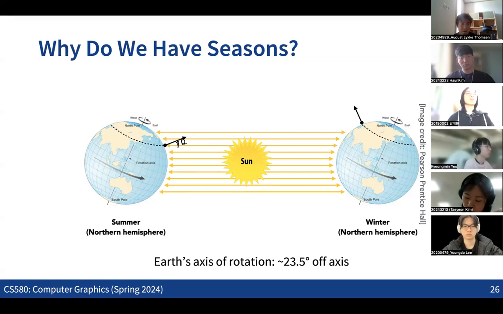But when you have the winter season, where the angle between the surface normal and the light direction becomes larger, then the radiance per region will be decreased. So we are gaining less energy for each region, and then we are having the winter. So this is the reason why we have the seasons.